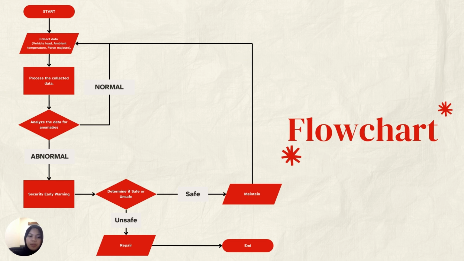If it's abnormal, then we proceed to security early warning. Then determine if it's safe or unsafe. If it's unsafe, then print repair, then end. But if it's safe, then we print maintain and go back to the first step, which is to collect the data.